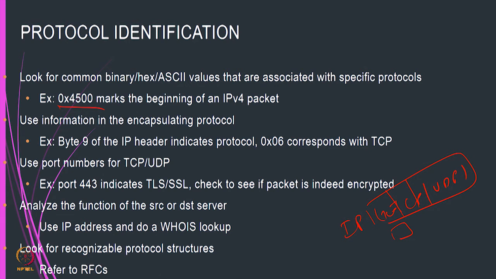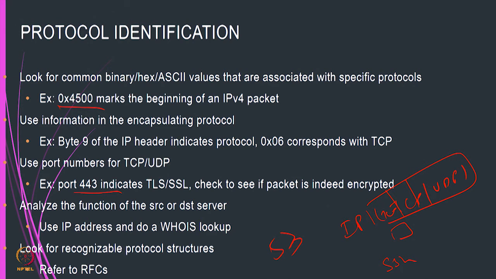The next thing I can do is look at port numbers. For example, port 443 is specifically for TLS or SSL, the secure socket layer protocol. Port 53 is DNS. These are known as standard ports.